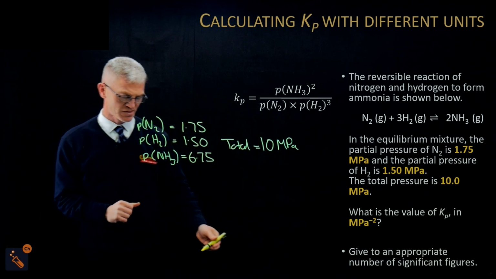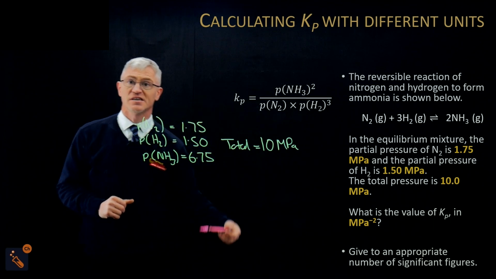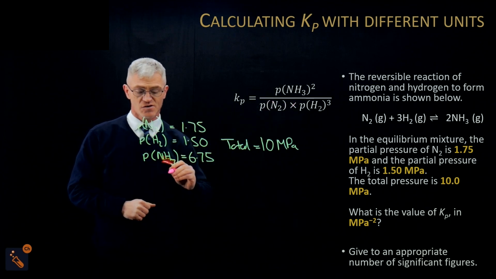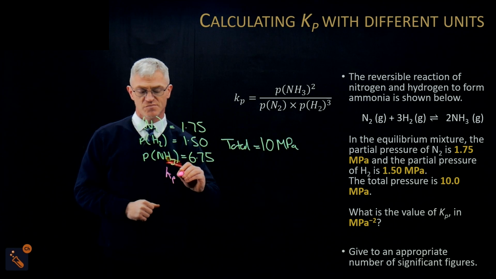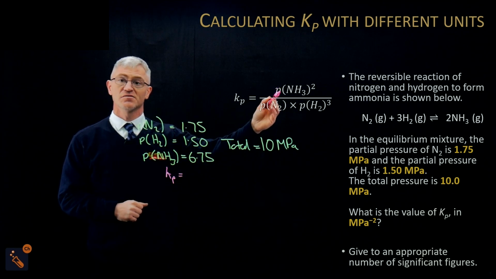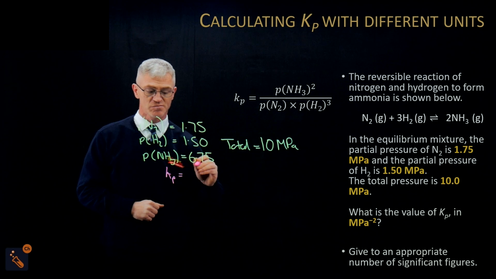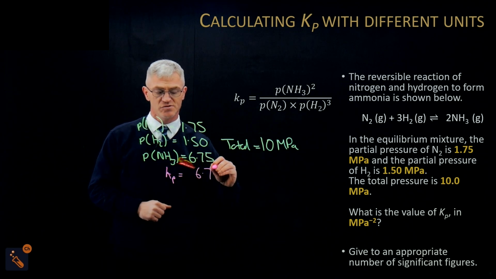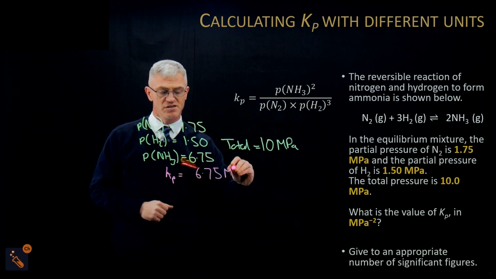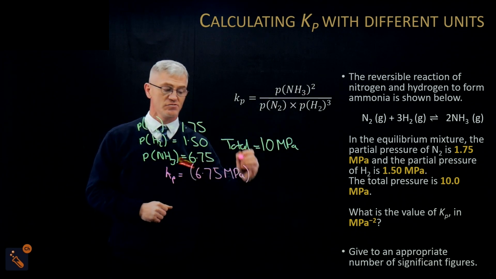So we've got our partial pressures now just by noting that the total pressure is equal to the partial pressures added up. Now, from that point, we can then look at the equation here, and we can just copy out our numbers. So we know that NH3, for example, is 6.75 as the partial pressure. So 6.75, okay, and we'll put in the units. But that, according to this equation, is squared.